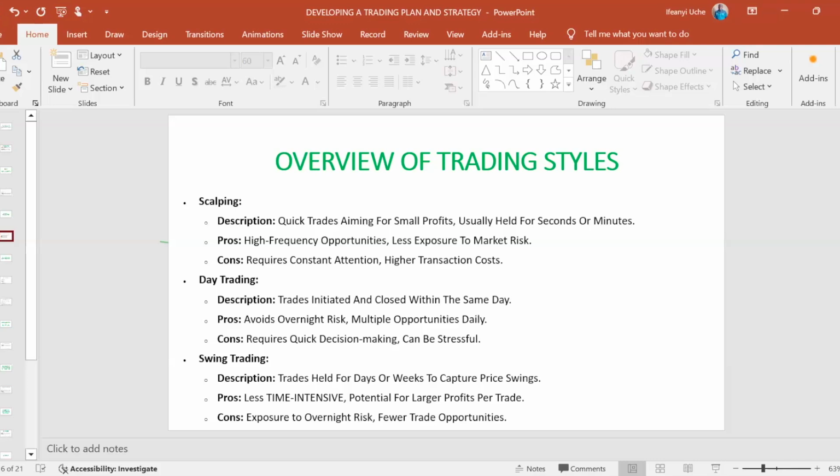trades are initiated and closed within the same day. You don't roll it over. You don't allow it to stay beyond 11 p.m., 11:59 p.m. So you don't allow your trade to roll over into the next day. So that's a day trade. Any trade that you open in the same day and it closes the same day is a day trade. So there are traders who are day traders. Most of us are day traders, even though a bit of scalping and swinging also come into play.